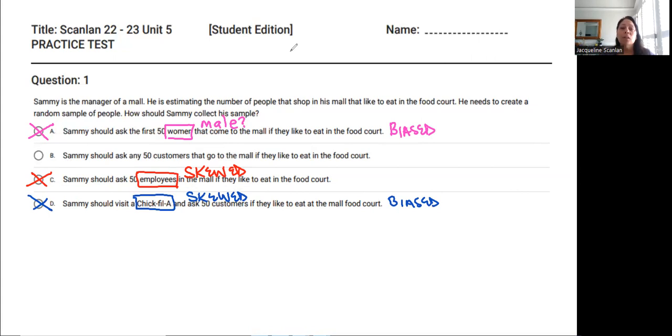So it would have to be answer choice B because he's just asking any random customer that came into the mall. Some of those customers are there just to pick up one thing at a store and leave. Some of those customers are there to hang out at the mall all day, but maybe they would prefer not to eat in the food court because they don't like the food there. You're getting a really random sample. You have no bias in just 50 random customers that walk through the mall's doors. So choice B is the best way out of these four choices to collect this sample.